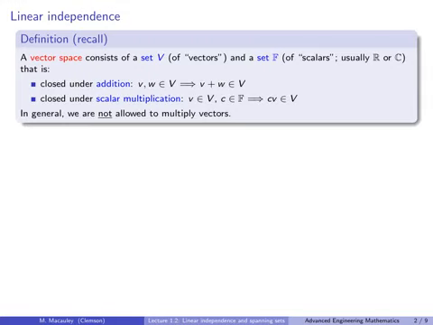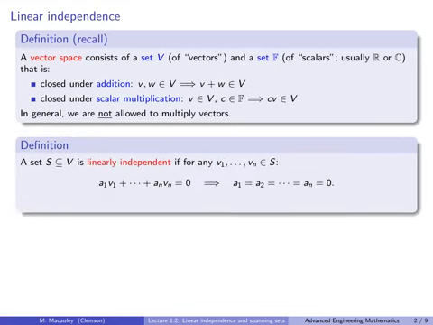V has to be closed under addition, meaning if you add together any two vectors, you get another vector, and closed under scalar multiplication, which means if you take any vector and any scalar and you multiply them together, you get another vector. In general, we are not allowed to multiply vectors, though sometimes there is a natural way to do that. That's generally not allowed in an arbitrary vector space.